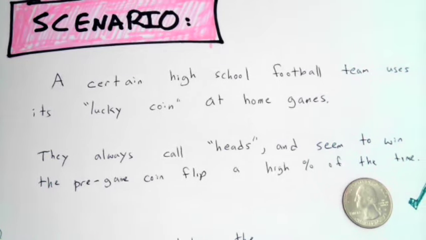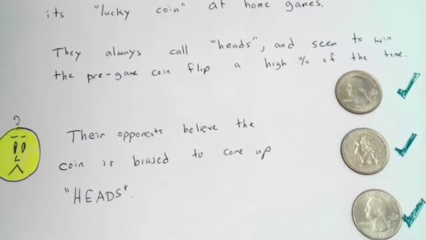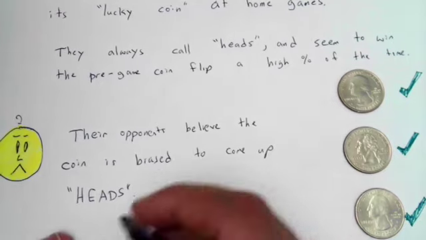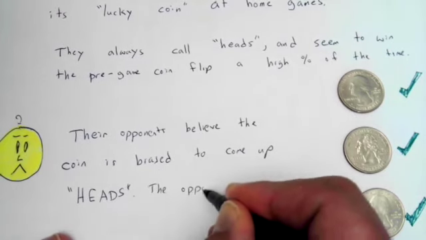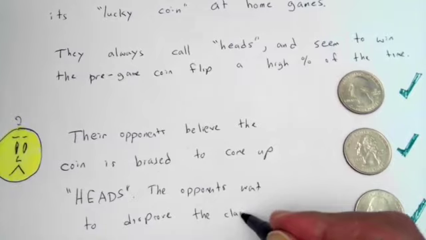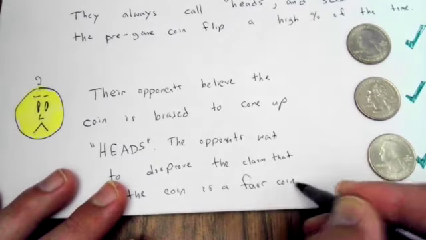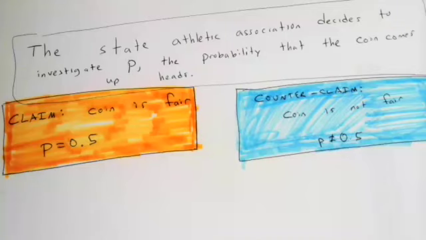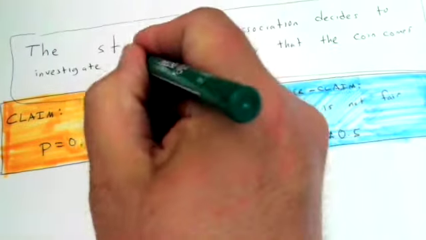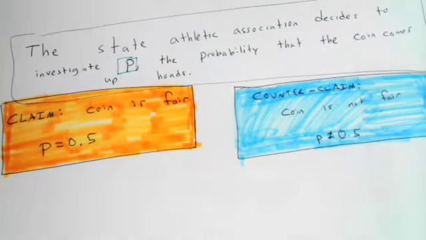There's a certain high school football team that uses its lucky coin at home games. This team always calls heads, and they seem to win the pre-game coin flip a high percentage of the time. Their opponents believe that the coin is biased to come up heads. So the opponents want to disprove the claim that the coin is a fair coin.